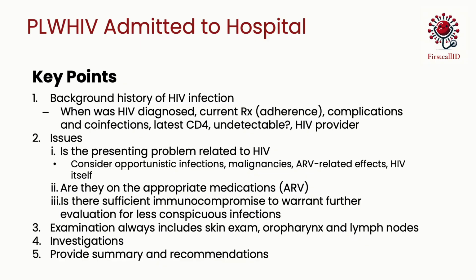When we focus on the issues related to our consultation, there's three main areas that I like to highlight. The first is the presenting problem related to the HIV, considering opportunistic infections, malignancies, HIV drug-related effects, or the HIV itself? The second point is, are they on appropriate therapy, both antiretroviral therapy and potentially prophylaxis? And third, is there sufficient immunocompromise to warrant a further or broader evaluation for less conspicuous infections?